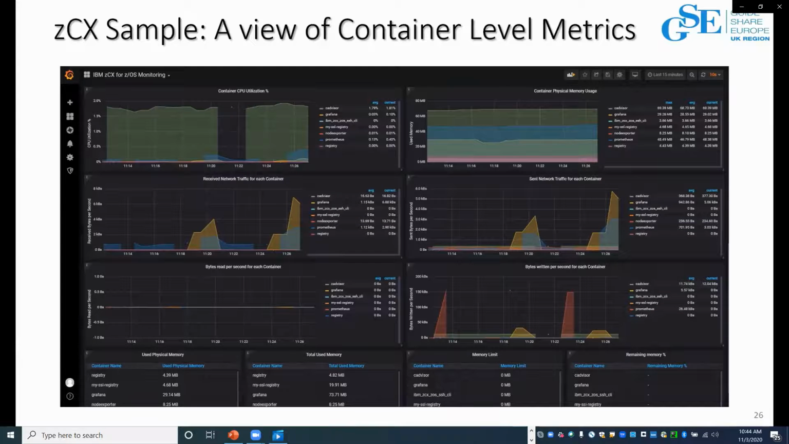You can see the average and the current CPU utilization. To the right of that, you can see how much memory is being used. So this time we have max and average. Right? Network traffic, I/O. Okay.